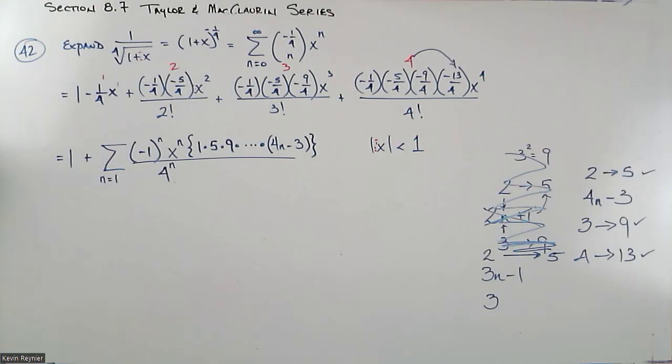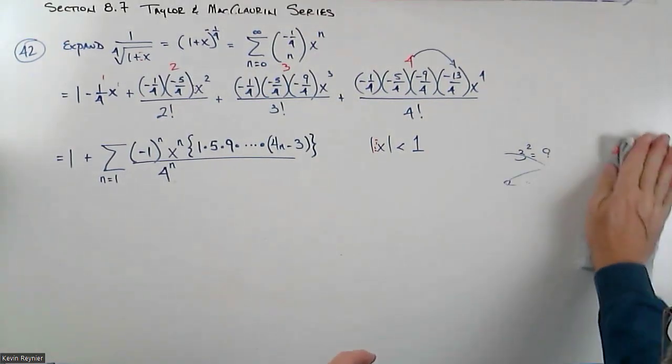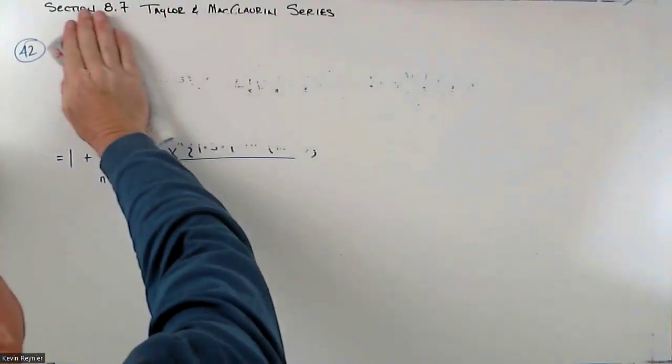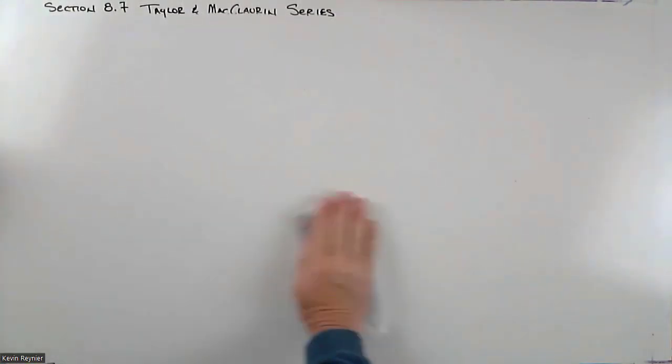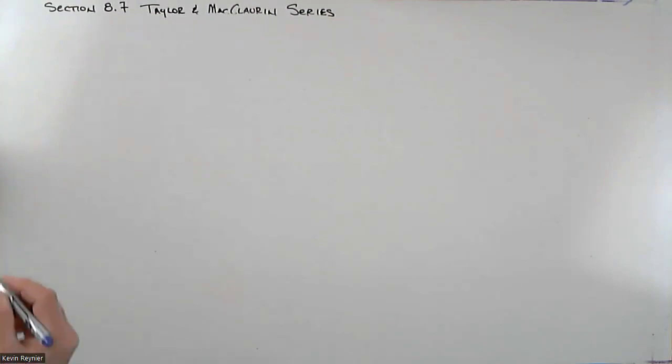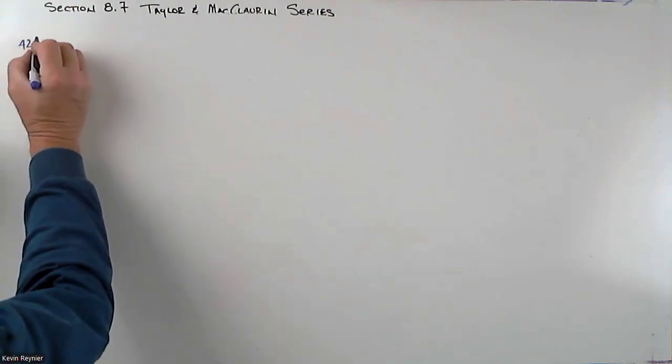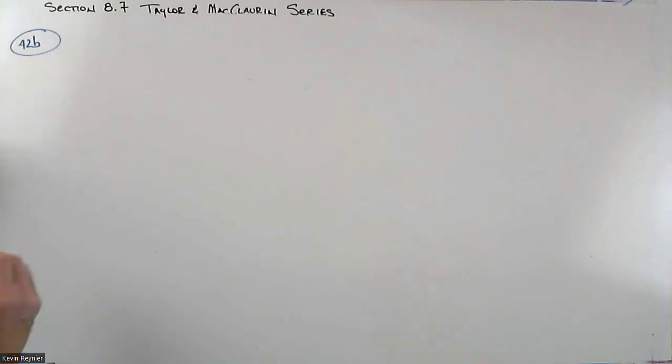Now, from here on out, most of the homework problems are odd, right? Most of them are odd. So I'm going to do 47 next. Oh, I totally forgot about the other half of 42, right? There was 42A and 42B.